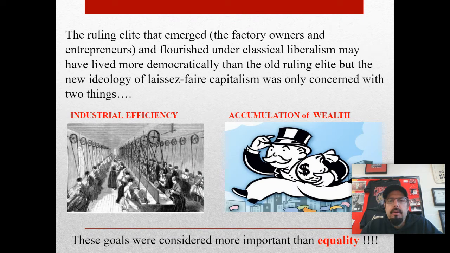The ruling elite that emerged, the factory owners and entrepreneurs, the so-called reshuffling of the deck that I talk about, and flourished under classical liberalism may have lived more democratically than the old ruling elite, but the new ideology of laissez-faire capitalism was only concerned with two things: efficiency and the accumulation of wealth. And those goals were considered more important, essentially, than equality.